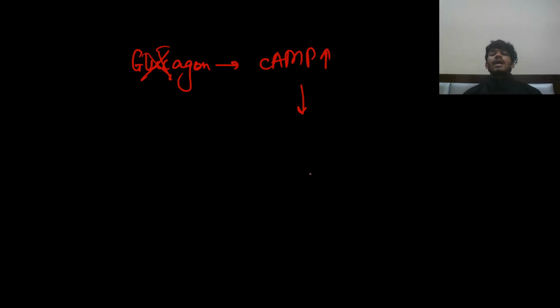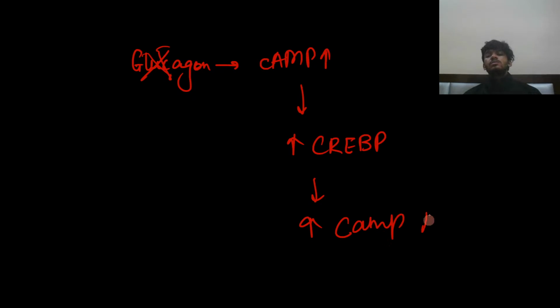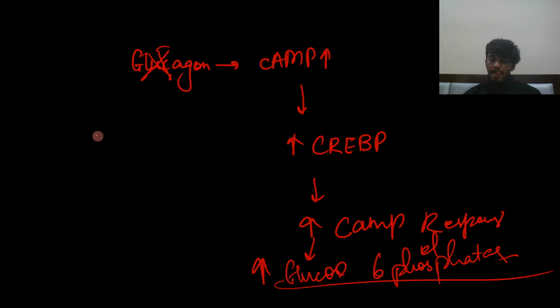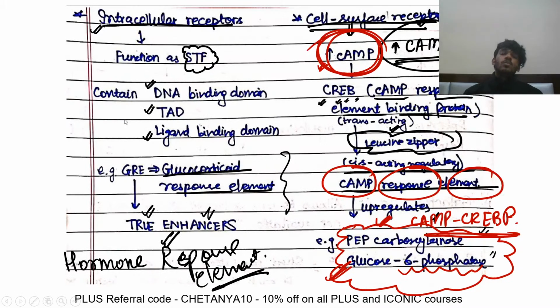So to simplify, let's say there was glucagon. Glucagon increased the cAMP levels. Then cAMP levels increased, that will increase CREBP, and then that will increase the cAMP response element, and that will cause an upregulation of enzymes such as glucose 6-phosphatase. That is how you will have to go about this particular regulation.